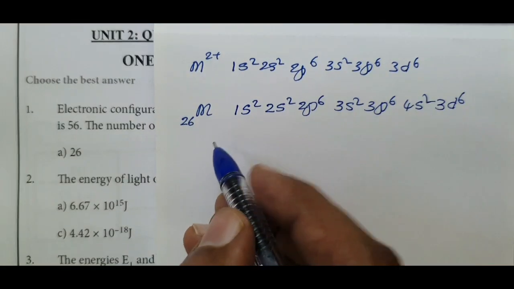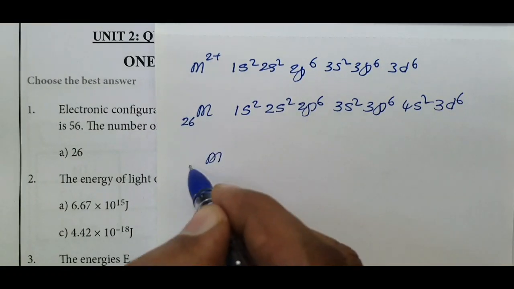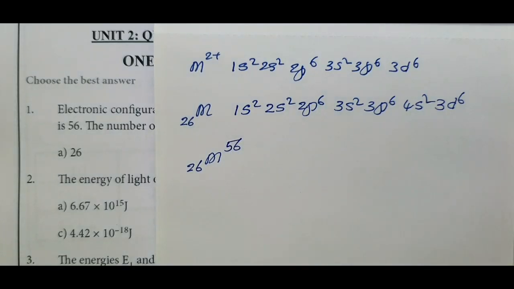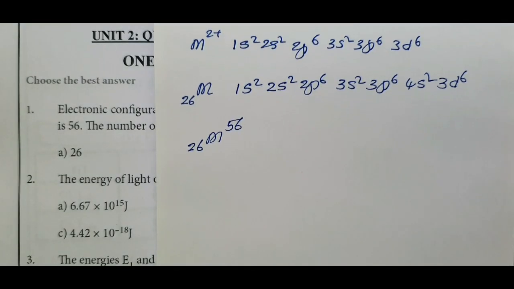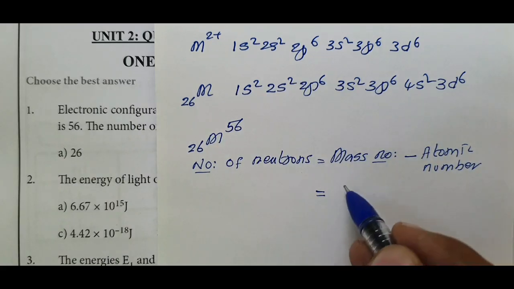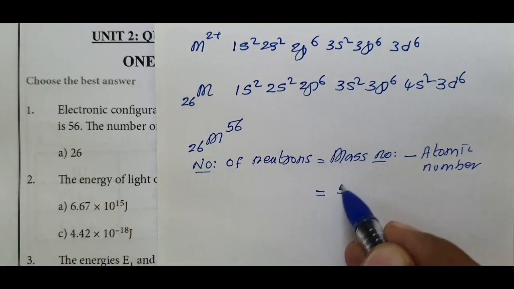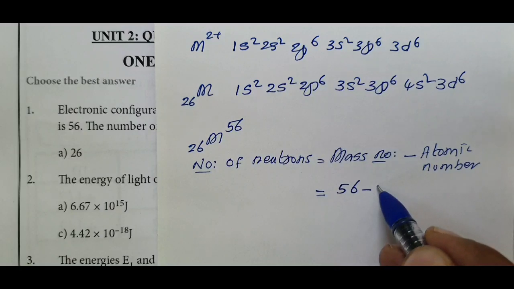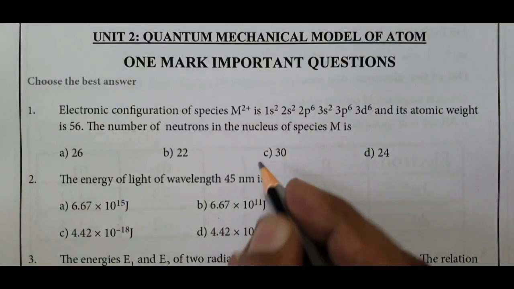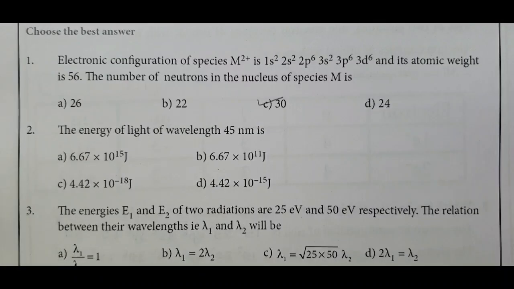Atomic number 26 is given and mass number is also given as 56. From this, how to find out the number of neutrons? Number of neutrons equals mass number minus atomic number. Mass number 56 minus atomic number 26 equals 30, the number of neutrons present in the M2+ ion. So what is the answer? C is the right answer.